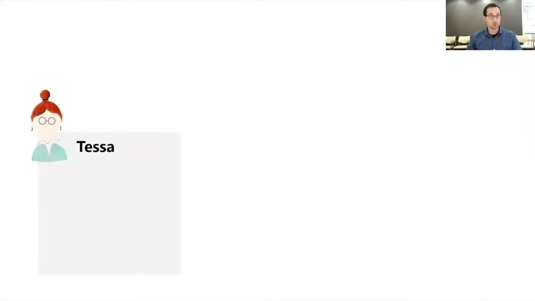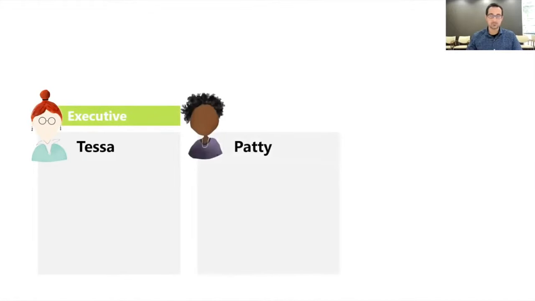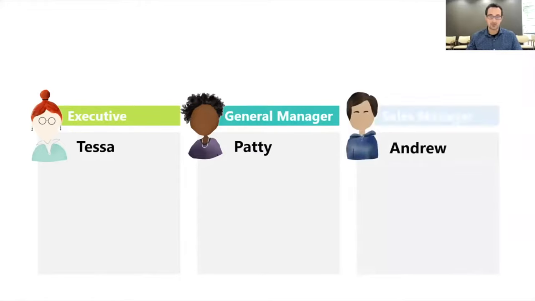So the first person I want to introduce you to is Tessa, and Tessa is an executive. The next person is Patty. Patty works very closely with Tessa, and she acts as a general manager. And finally, we have Andrew. And Andrew works as a sales manager for this given senior living company. And he has a geographic assignment within the group.